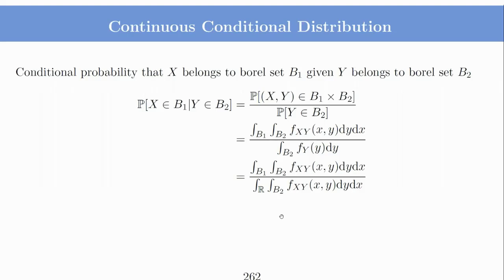So if you look at this in the graph, this will be a rectangle, B1 cross B2, and this will be a long line. Sorry, it will also be a rectangle, but on one side it will cover the whole real line. So it's a very long, infinite length rectangle.